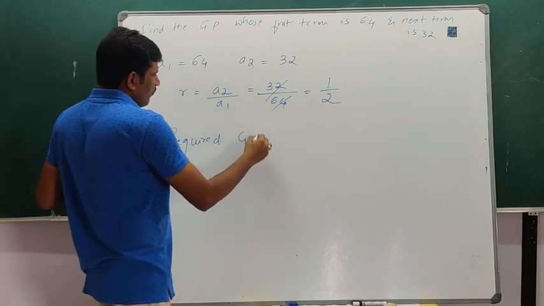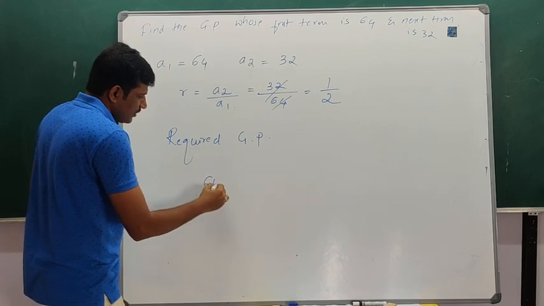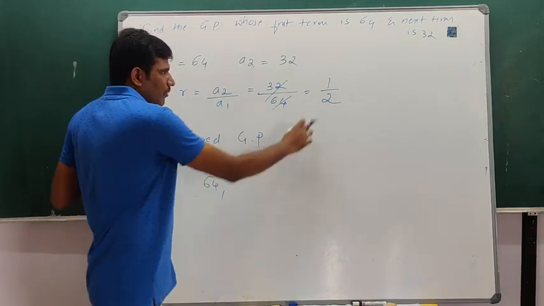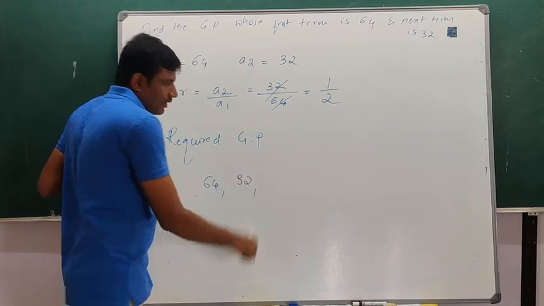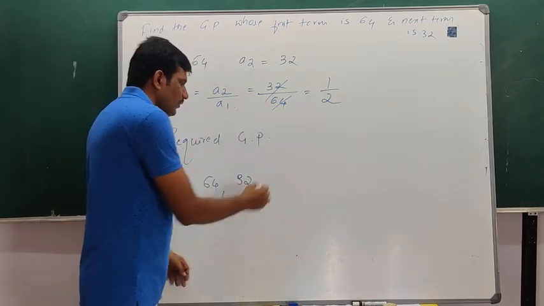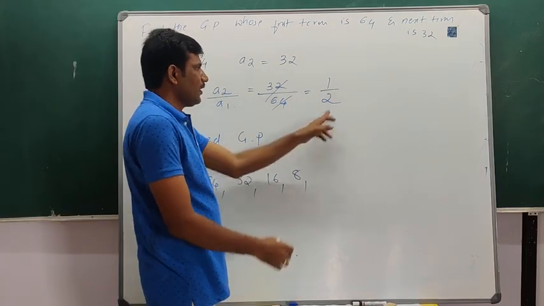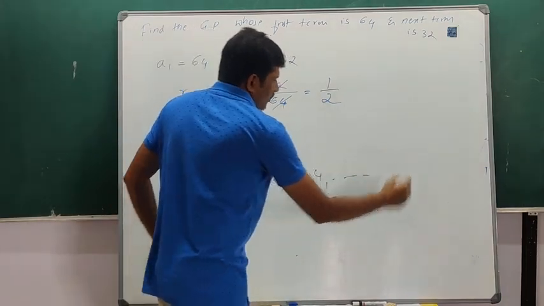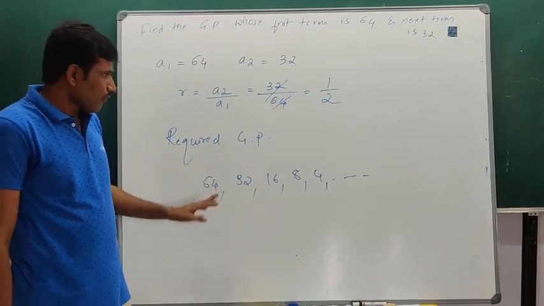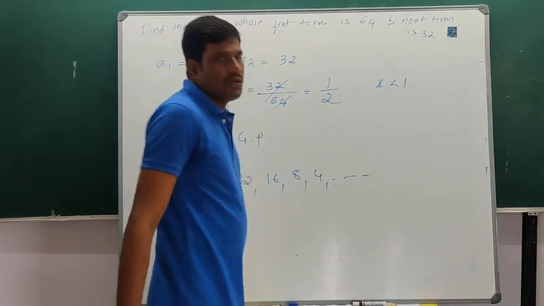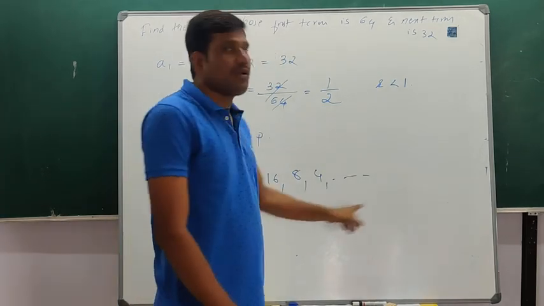For the required GP, first you have to write the first term, which is 64. Then multiply the common ratio to the first term: 1 by 2 into 64 is 32. 32 into 1 by 2 is 16. 16 into 1 by 2 is 8. 8 into 1 by 2 is 4, and so on. This is the required GP. When the common ratio r is less than 1, the terms will be in descending order.